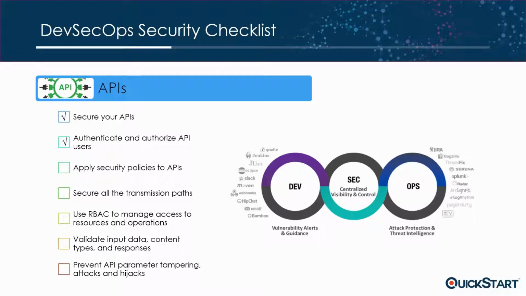Authenticate and authorize API users. So use API IDs and API keys to identify and authenticate users, devices or applications is the recommended practice. Use an access control framework, such as OAuth, to control APIs. It's an option, right? Securing the whole transmission path is another option that we have. For instance, encrypt all the connections to prevent man-in-the-middle attacks.